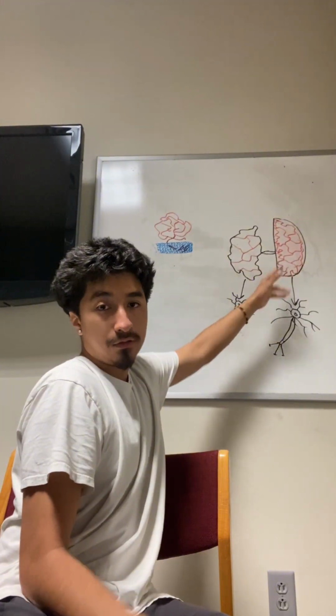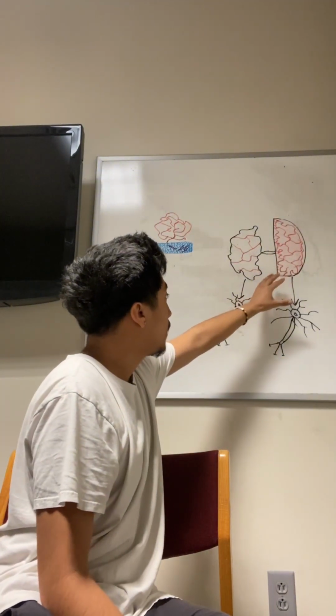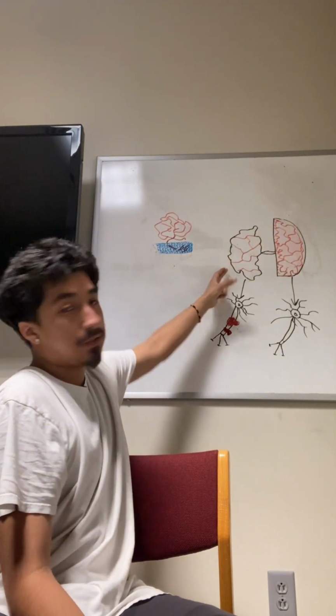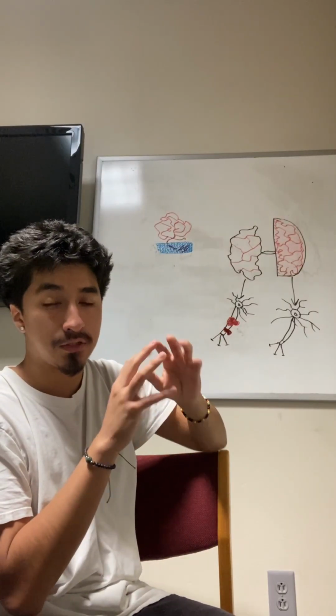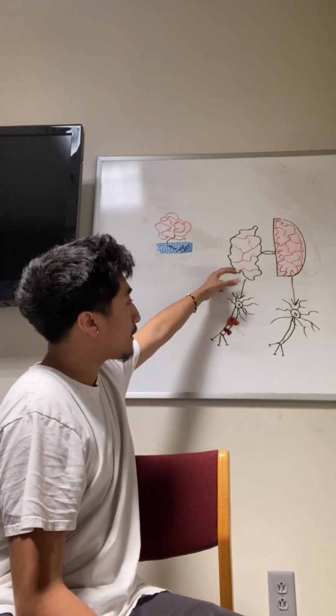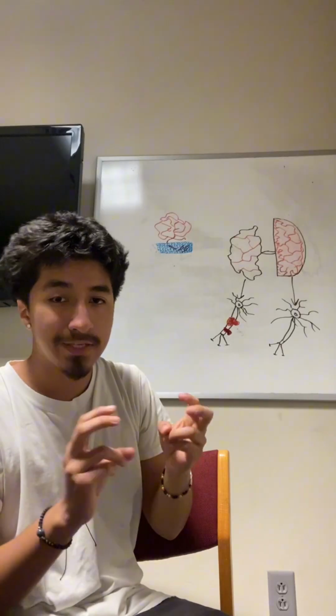So as you can see here, this is my drawing of what a normal brain would look like. Obviously, it looks very full. It has all its parts. And then this is what an Alzheimer's brain looks like. It's shrunken down, it's shriveled, and most of the stuff on the inside is starting to almost disappear.